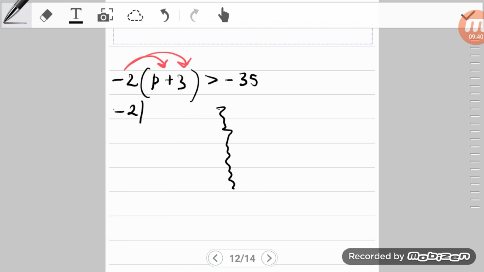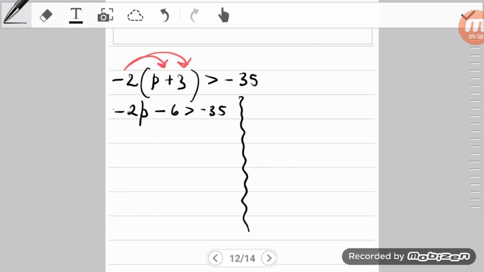So that's -2p. And negative multiplied by a positive value gives us a negative value. 2 multiplied by 3 is 6, and that's going to be less than -35.